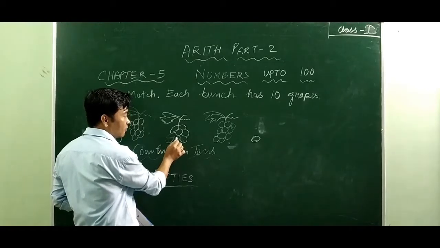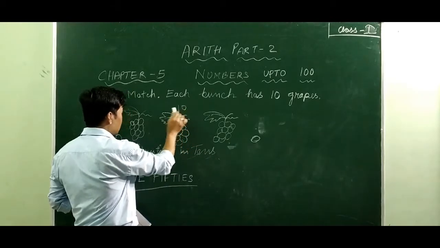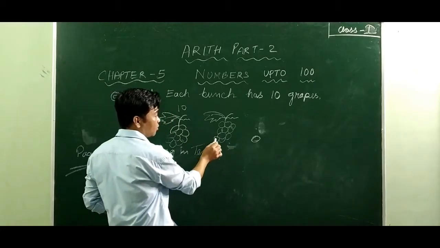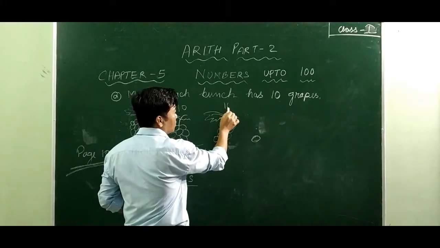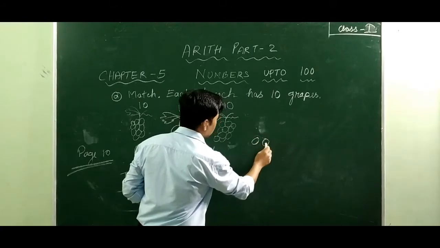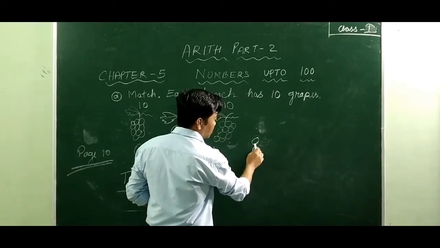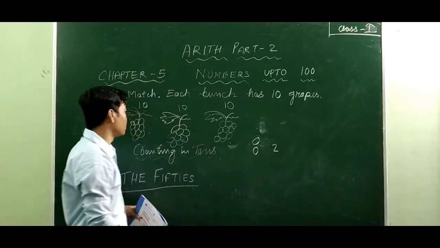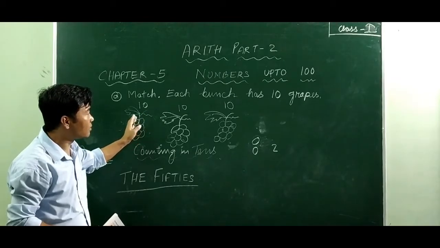1, 2, 3, 4, 5, 6, 7, 8, 9, 10. So we have another 10 grapes here. And this bunch of grapes, 1, 2, 3, 4, 5, 6, 7, 8, 9, 10. So we have 10 grapes in this bunch. Now next we have 2 grapes. So counting in tens means we are counting these bunches of grapes in tens.